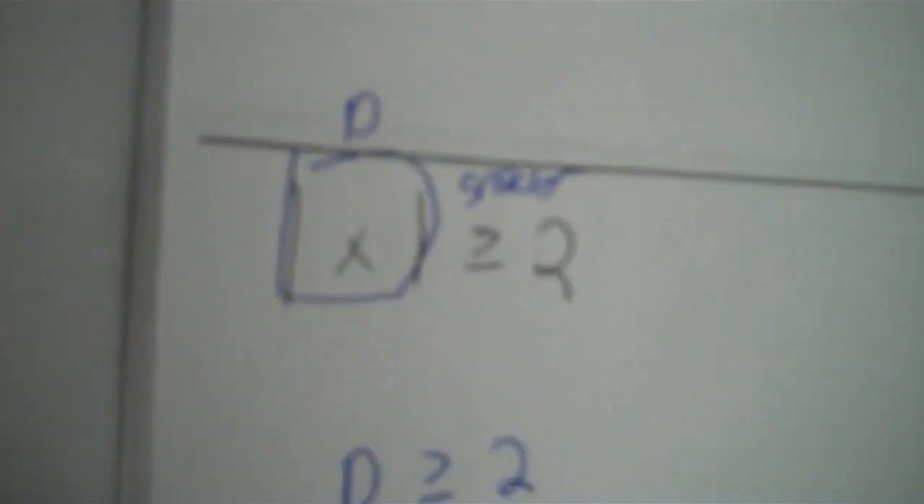So we're talking 2 and negative 2. So the distance has to be greater than 2.